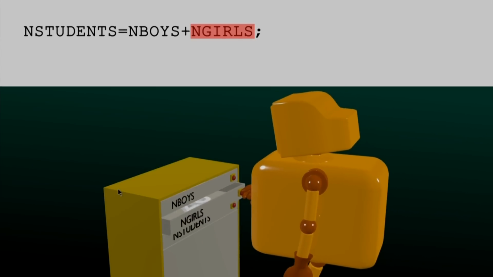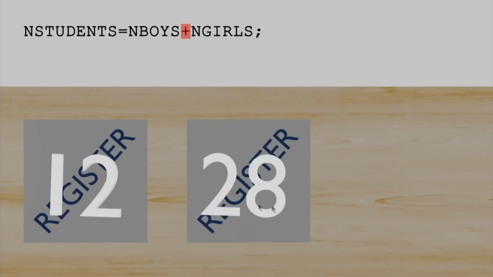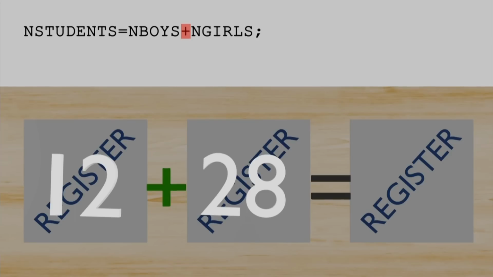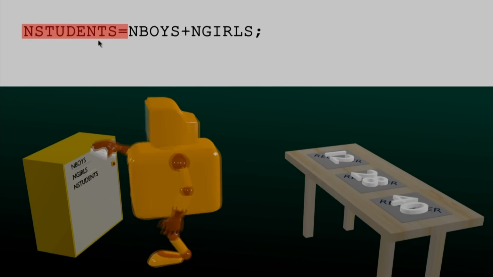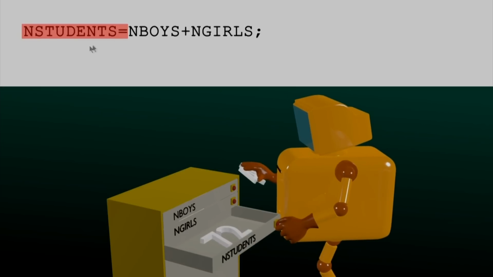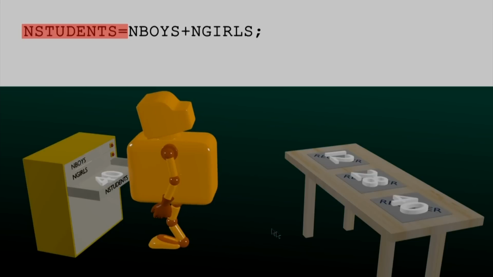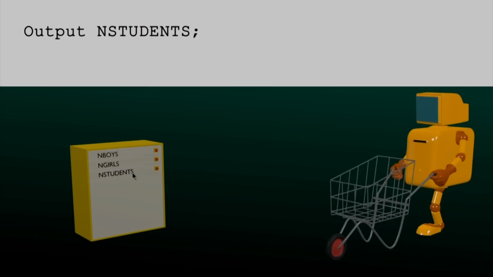Having got both these values on his workbench, he now proceeds to do the calculation represented by the symbol plus. So he will calculate the sum total of 12 and 28 to get the value 40. Now he looks at the left hand side of the assignment operation, and notes that he has to put the value into n students. So the new value 40 is now inserted in the location for n students.